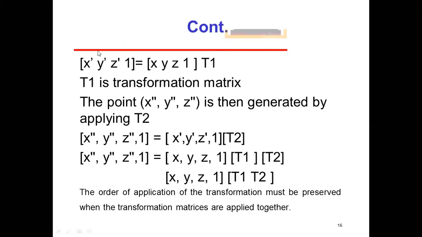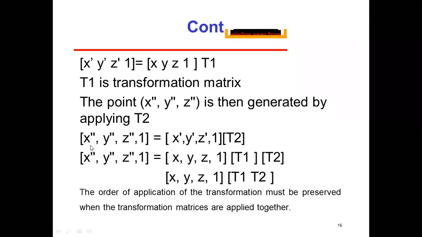So these are the final points, these are the old or initial points, followed by the T1 matrix. This may be translation, rotation, or scaling. We are just going to generalize this, using T1 as a transformation matrix. The point x double dash, y double dash, z double dash is then generated by applying T2. Now another transformation T2, because we are going to do the concatenation, so we will apply another transformation T2.